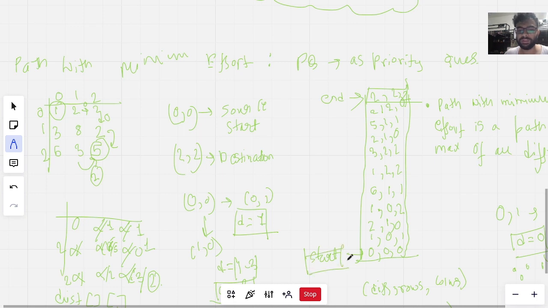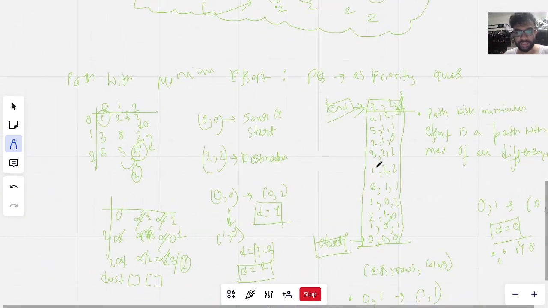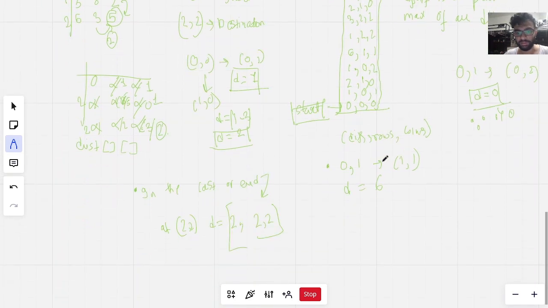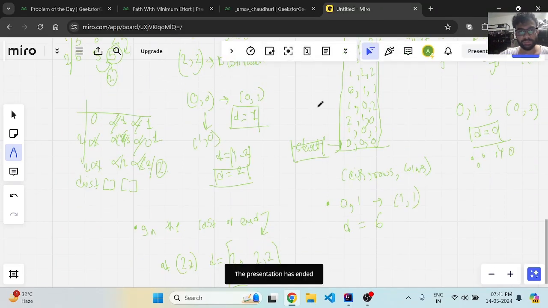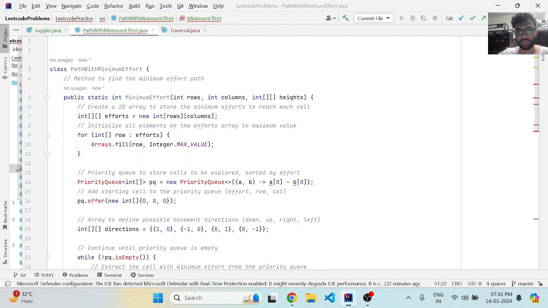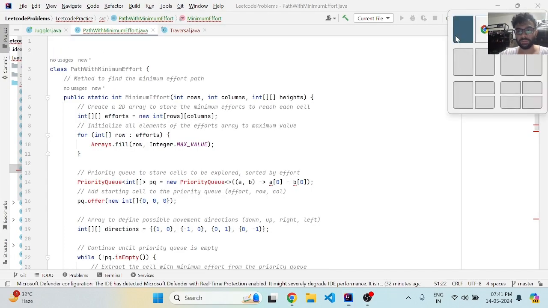You can see these data structures were made by scientists decades ago, but they are still very much in use, and they help us solve many real life problems as well. Okay, so now we are going to develop the code for this particular problem. I will just quickly solve the code for it.